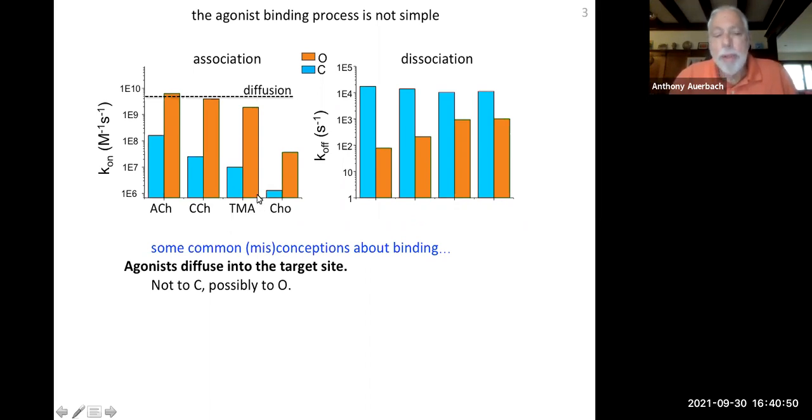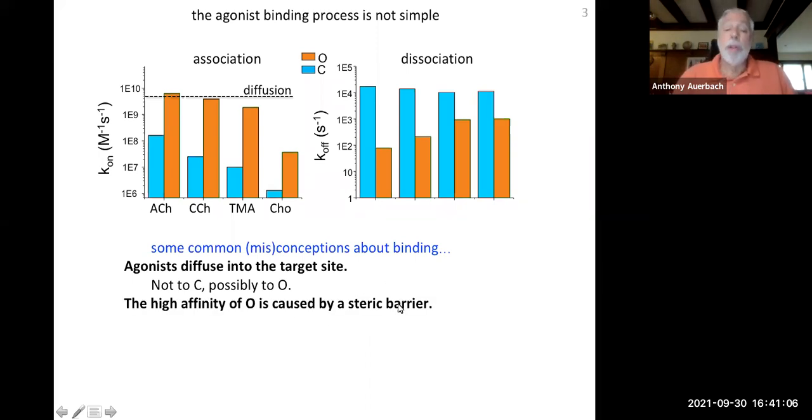This is TMA, which is symmetrical. And all these guys have approximately the same diffusion constant. Maybe TMA, if anything, is going to be faster than ACh, but they're all approximately the same. So it's not diffusion into the site; there's a conformational change. The high affinity of O is not caused by a steric barrier. People like to think of a lid, a loop coming over and capping the binding site, or a clamshell motion, or something trapping the ligand in the binding site.